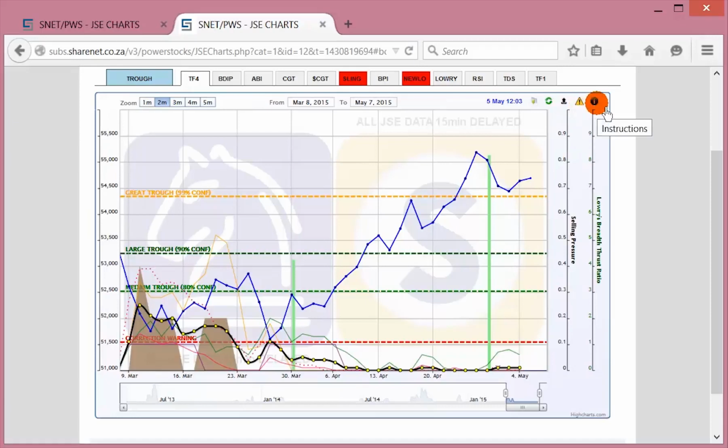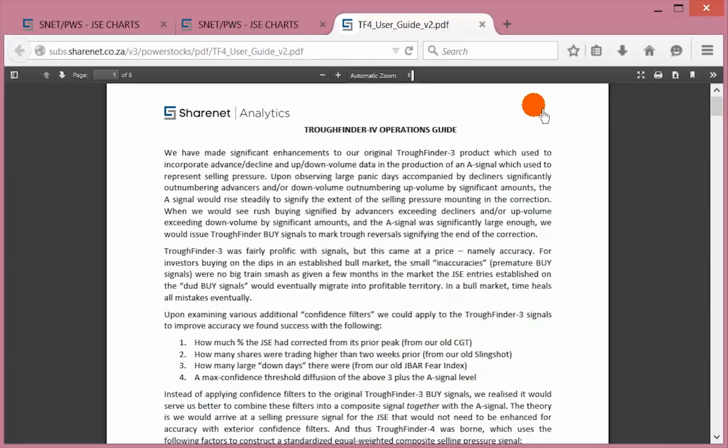And then of course we have this little info button. These are available on every single chart. If there's a video available for a chart, you're quite lucky, and there will be a little video icon here as well that you can go and click on. So let's just go ahead and click on this PDF guide and see what pops up. There, the PDF guide loads up. Trough Finder 4 operations guide.